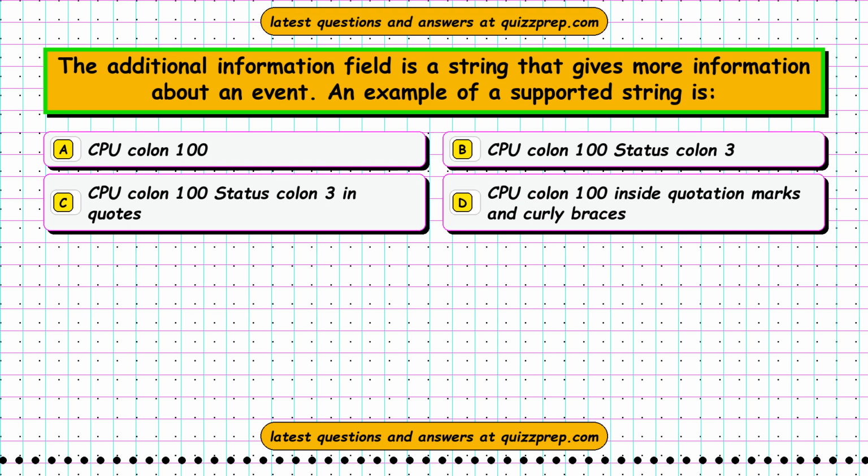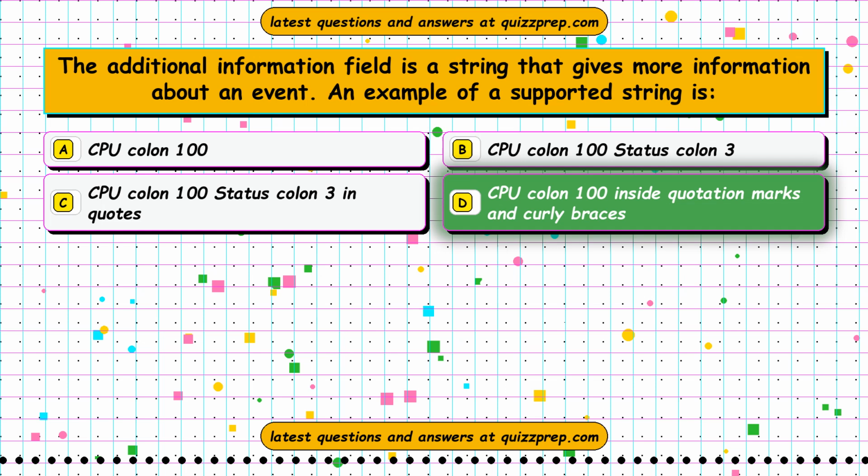The additional information field is a string that gives more information about an event. An example of a supported string is option A, CPU:100; option B, CPU:100 status:3; option C, CPU:100 status:3 in quotes; option D, CPU:100 inside quotation marks and curly braces.